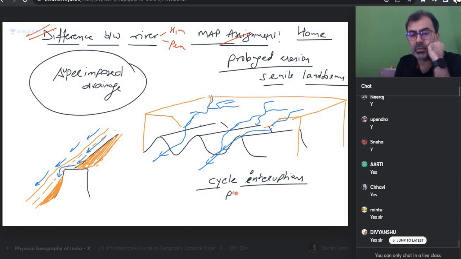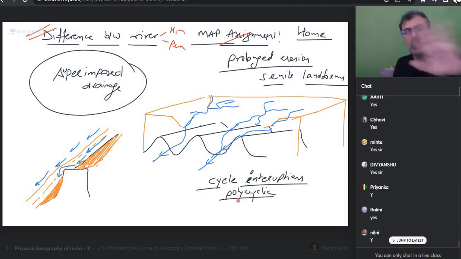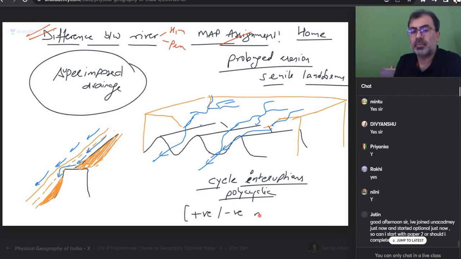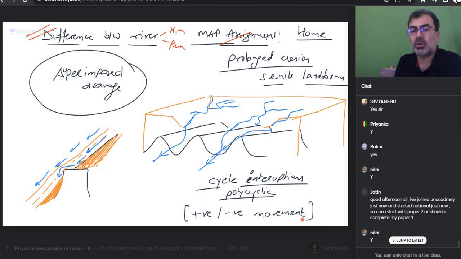Remember polycyclic landforms? People who've done paper 1 with me, people who have not, don't worry. This happens because of, remember, positive and negative movement? Everyone who's here, remember we talked about positive and negative movement?